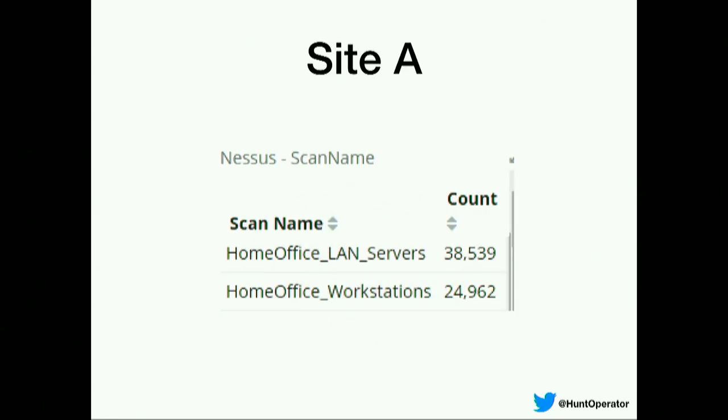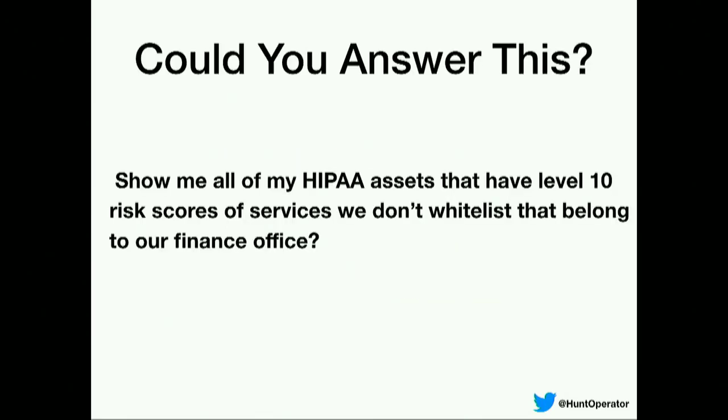This is what it's going to look like inside of VulnWhisperer. You have your home office LAN servers or home office workstations or whatever. You can break this up very granularly, and then you can click on a specific name for whatever name you give your scan, and it'll repopulate all the dashboards. That's how Kibana works. It'll repopulate all of the little dashboards to show you which vulnerabilities are present inside of those sites. So how could you answer this? Okay, the first one was a softball. Show me all of my HIPAA assets that have level 10 risk scores of services we don't whitelist that belong to our finance office.